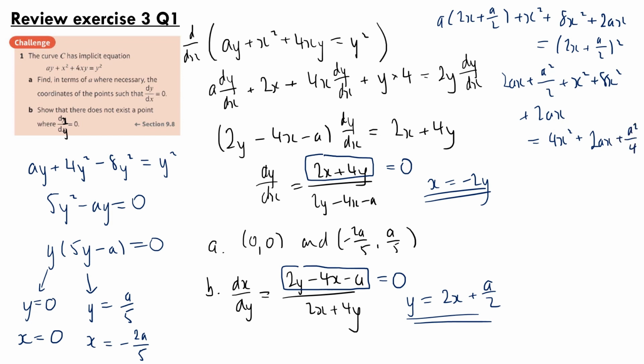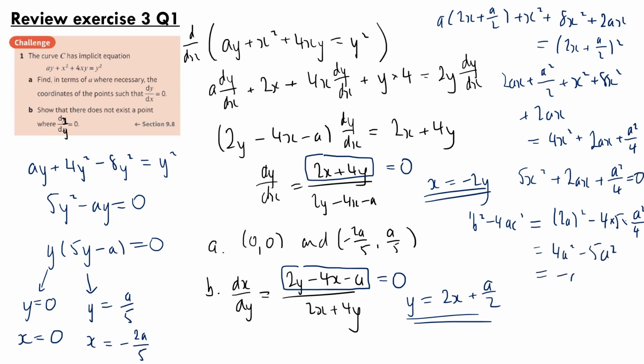Now we can collect terms, so taking everything over to the left hand side, we have 5x squared plus 2ax plus a squared over 4 is equal to 0. And now if we use the discriminant, we have b squared minus 4ac is equal to 2a squared minus 4 times 5 times a squared over 4. That is equal to 4a squared minus 5a squared, which is equal to minus a squared.